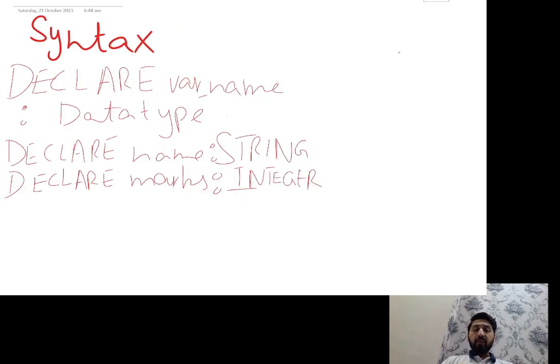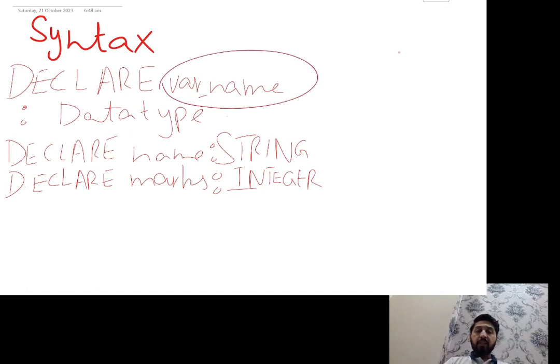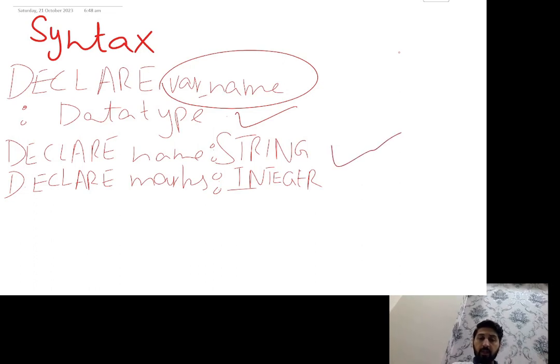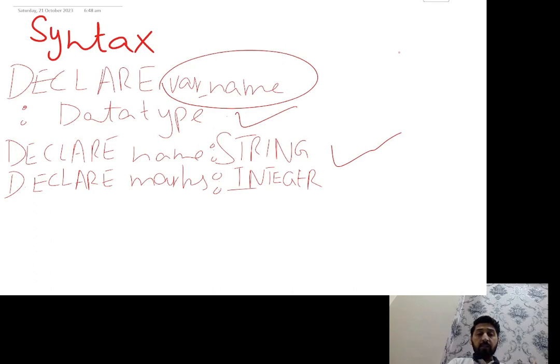Now we have a very simple syntax for variable declaration. First of all, we use the keyword declare. Then we need to write the name of the variable, a colon sign, and then we specify the data type of the variable. Just like you can see in the next part here, we used the keyword declare, then the term name. Name is the name of the variable, and then colon sign, and then string. String refers to a data type that can store a set of characters.